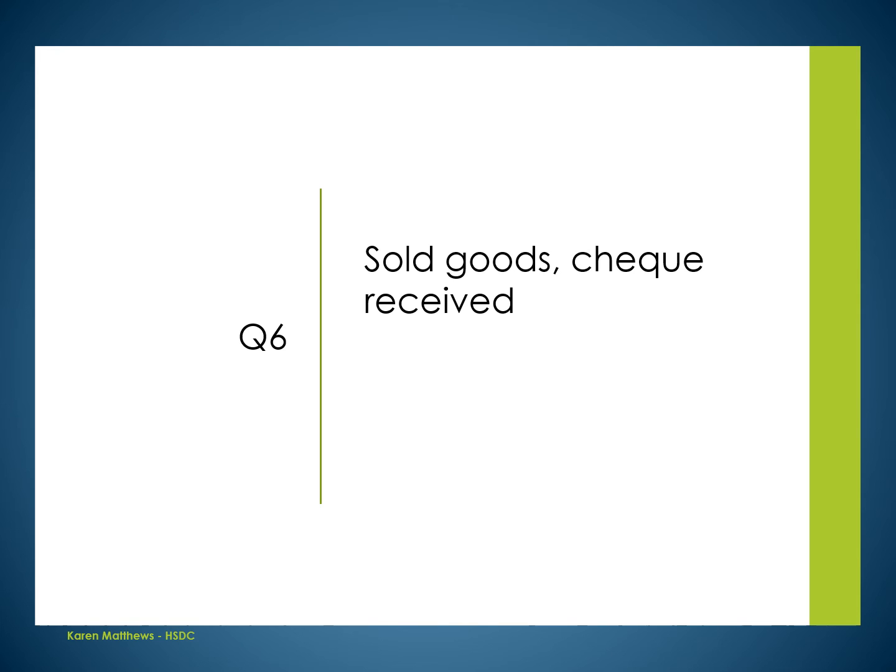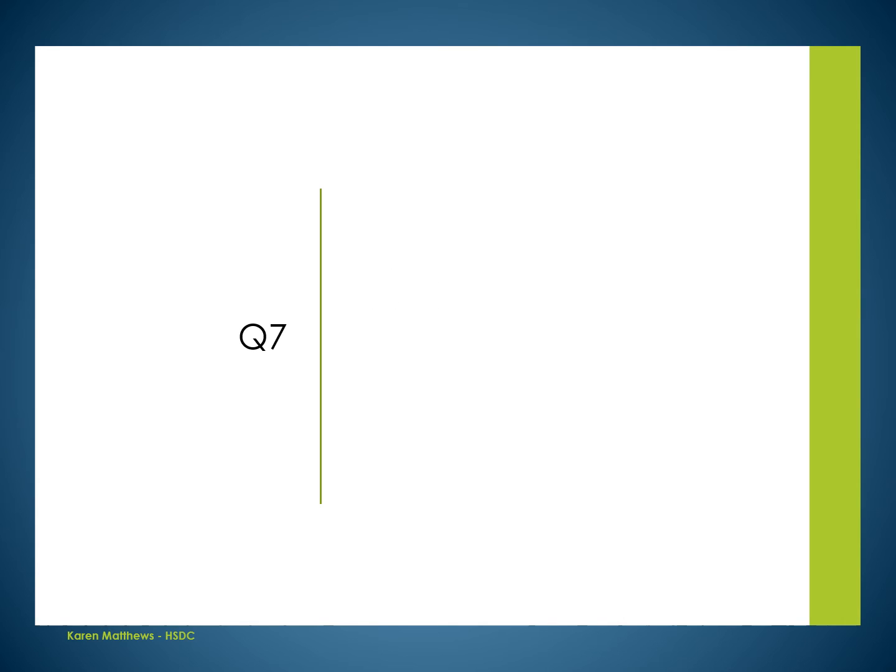Example 6, sold goods. This time we've received a cheque, so very similar to the last example. We're going to be debiting the bank in this case because we've received a cheque. So if we receive a cheque, that has to be paid into the bank account and then still crediting the sales account, which is a type of income. So it doesn't matter how these sales are paid for, whether they're cash sales, bank cheque received, or whether they're a credit sale, it all goes into the same T account, just one account for sales.